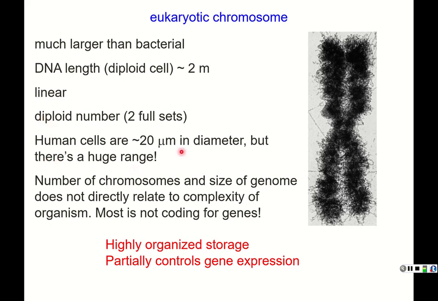Human cells are about 20 micrometers in diameter. There is a huge range depending on cell type. So you can compare that 2 meters of DNA inside a 20 micrometer diameter cell.